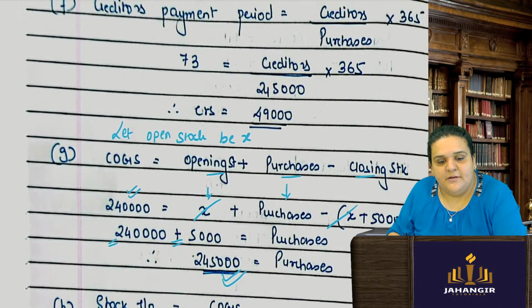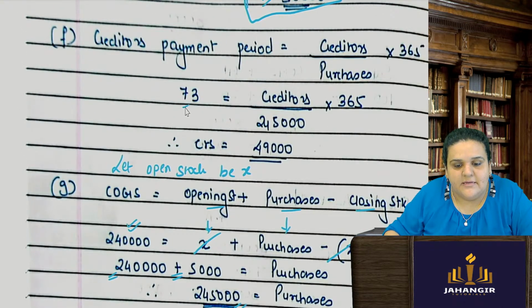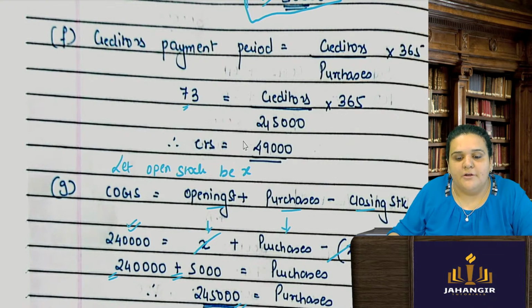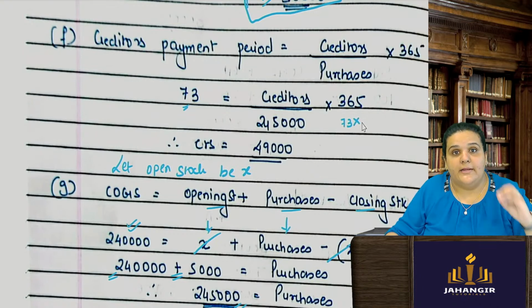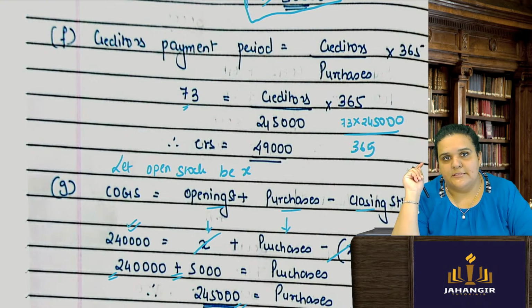That purchases I will take in my creditors payment period, which they have given me as 73 days. Creditors will be the one which I have to find. Purchases I have found out, 2,45,000, into 365. So for creditors, 73 into 2,45,000 divided by 365. In case you want to write in detail, everything upon 365. That will give me my amount of creditors.